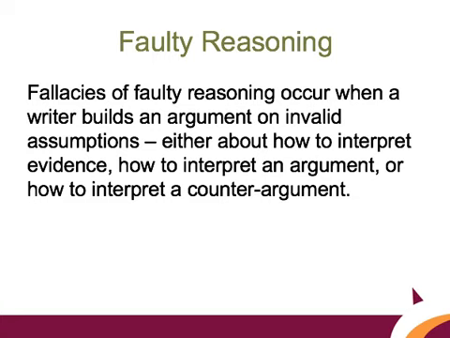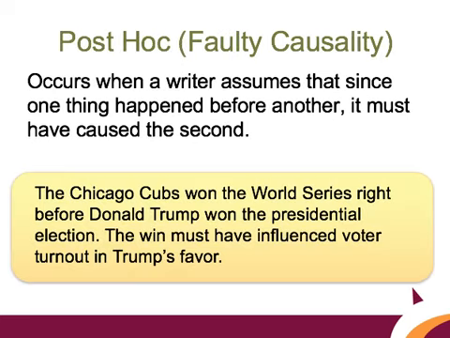Faulty reasoning, this is the second type. Fallacies of faulty reasoning occur when a writer builds an argument on invalid assumptions, either about how to interpret evidence, how to interpret an argument, or how to interpret a counterargument. So before we had evidence problems, now we're having reasoning problems.